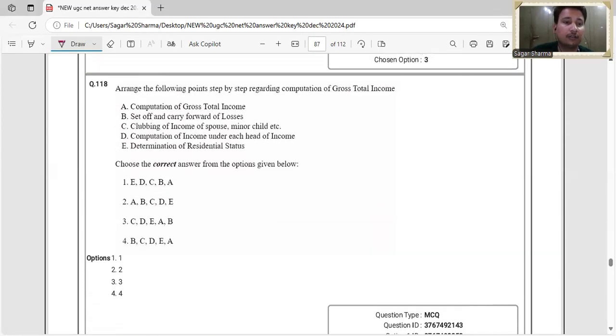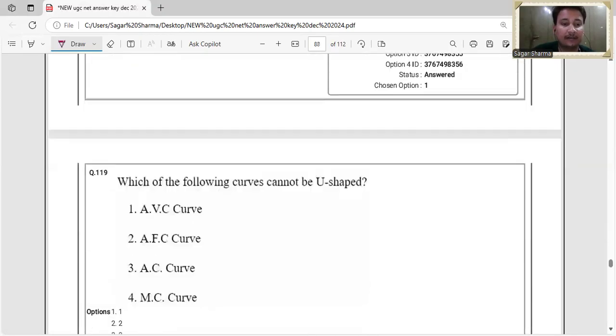Now, in this question, you have to arrange the following points step by step regarding computation of gross total income. So firstly, what will you do? Firstly, determination of residential status. After that, we will determine or compute the income under each head of income. After that, what will you do? We have to see the income of spouse and do the clubbing provisions, minor child. After that, set off and carry forward and computation of gross total income. Option number 1 will be your correct answer. Very simple. This is income tax basic.